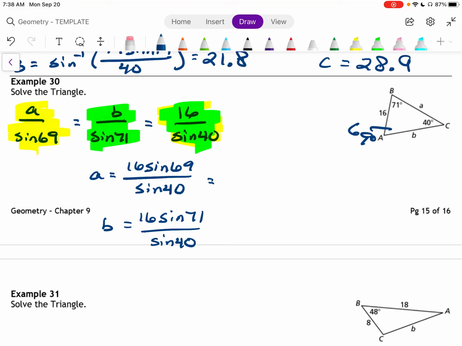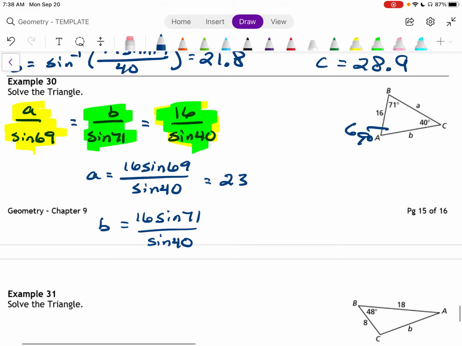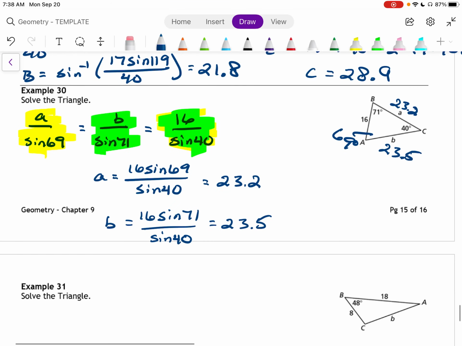Whenever I type these in, I have 16 sine 69 divided by sine 40. This is 23 point, let's say 2. So 23.2, I draw it in my picture. And then 16 sine 71 divided by sine 40 is 23.5. And there we are.